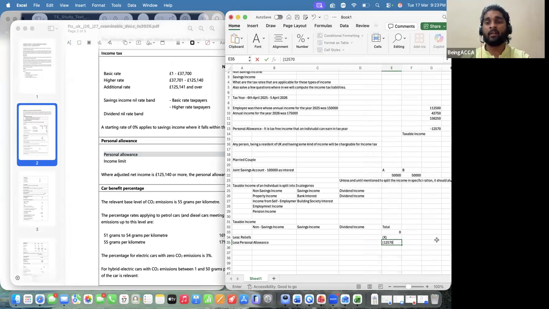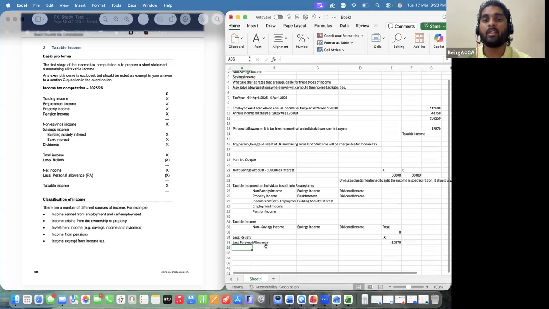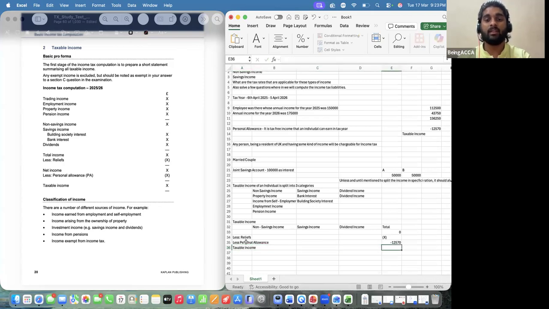See, right now, what am I doing? I'm making it a practice. Though I know how much is personal allowance, I'm going back and referring to it. So whenever in the exam also, you'll make it a habit for yourself to refer to it. After deducting your personal allowance of 12,570, this will give you your taxable income. On that, you will apply the tax rates that are applicable.